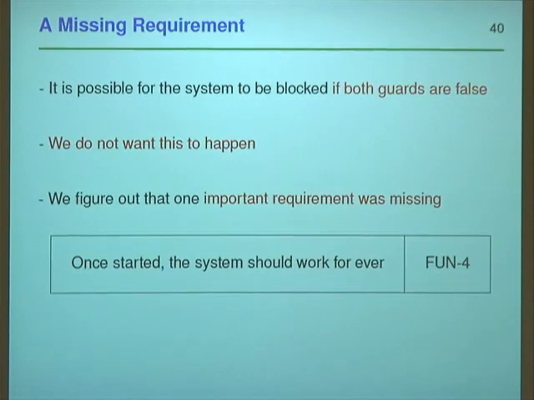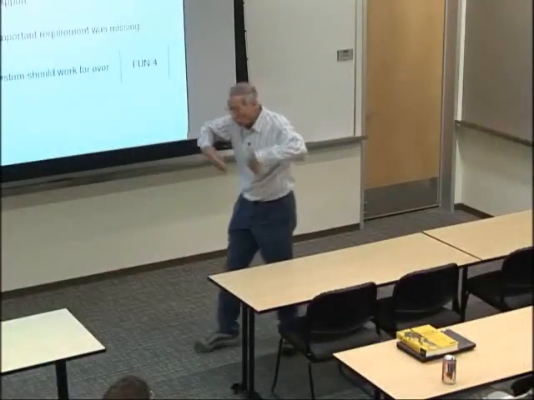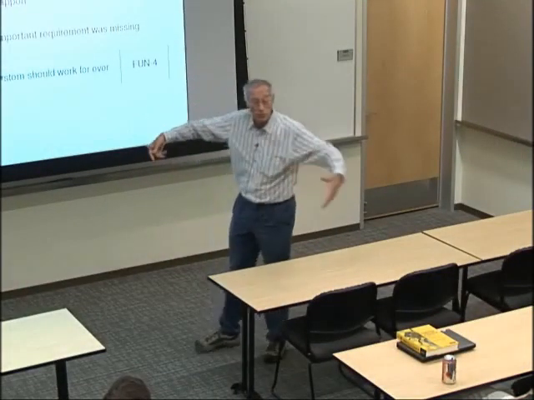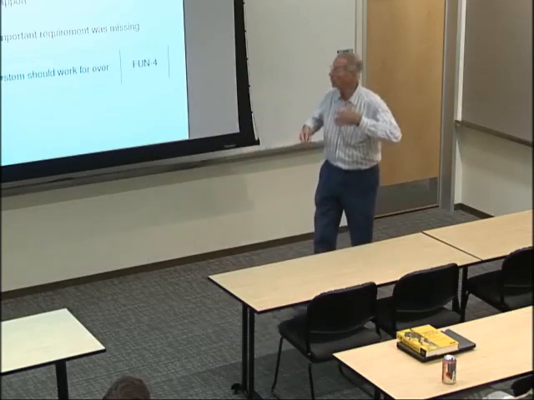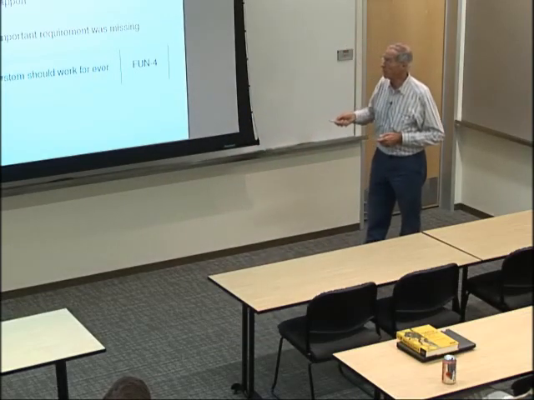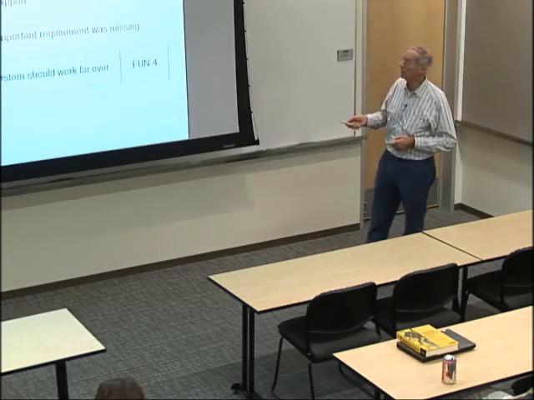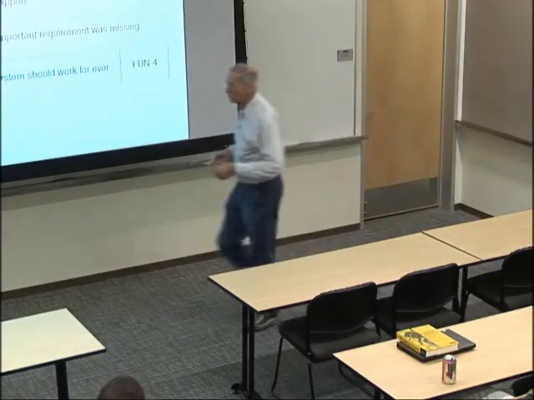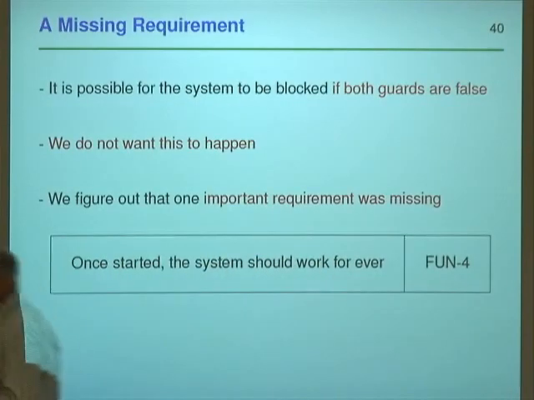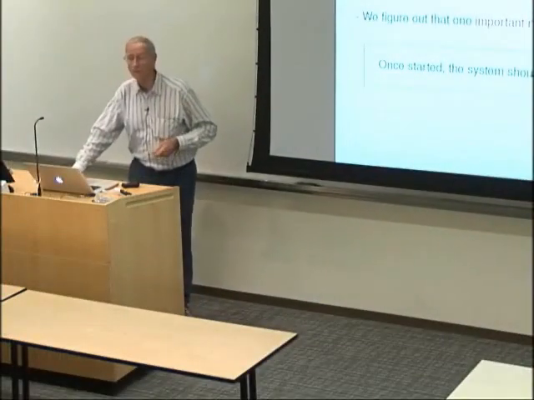So you see also here, the main thing we want to do is not just defining a program that does something and gives a result. It's a program that controls a situation, and we do not want that program to stop. So we add fun 4 here: once started, system should work forever. And so we have to prove that indeed our system is deadlock free.